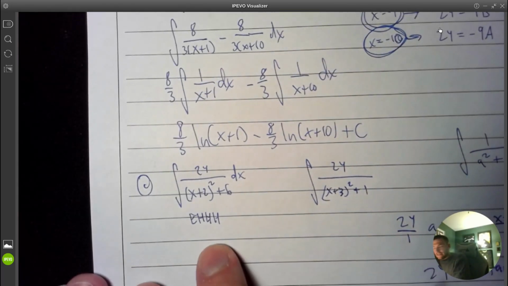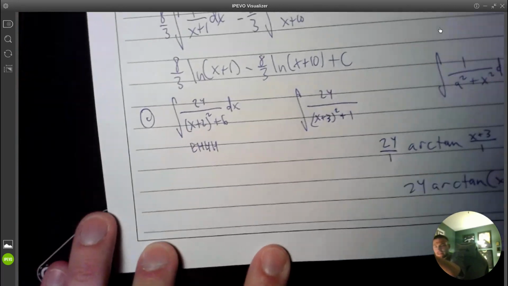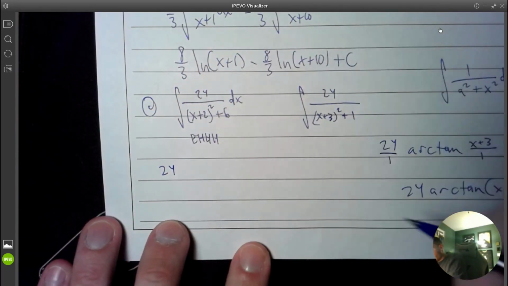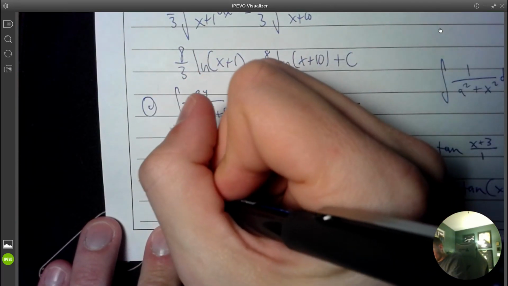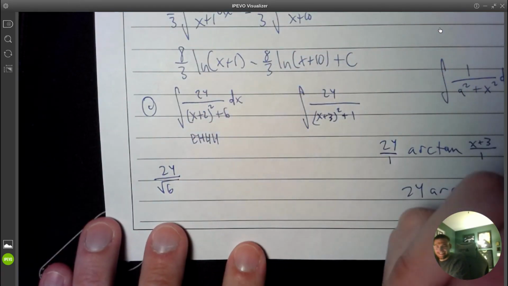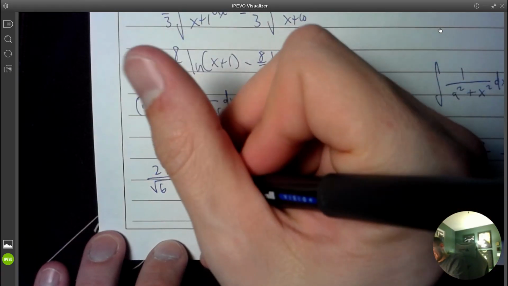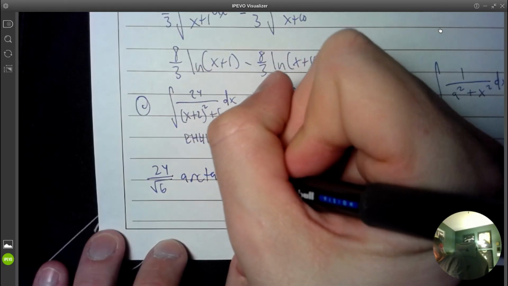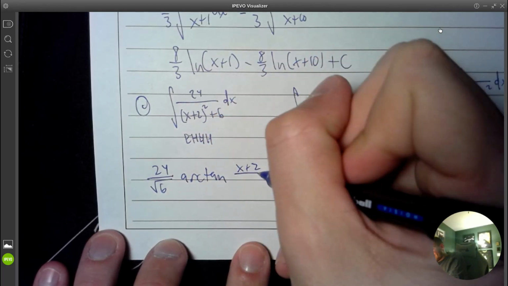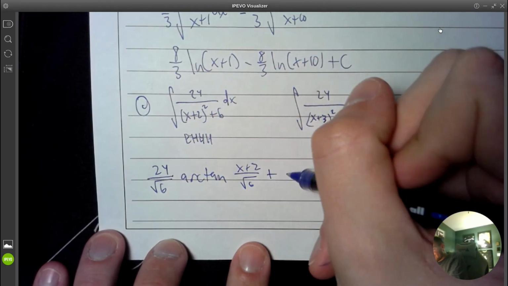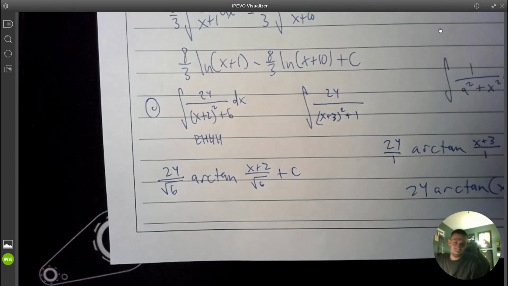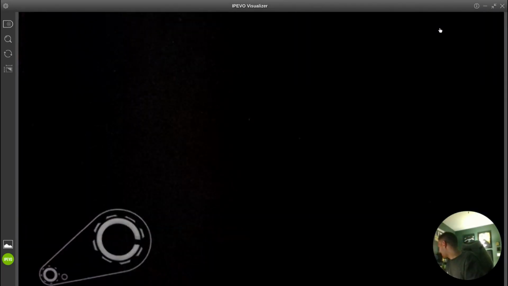If we did like this question here, which is not as nice, 24 over square root 6. Ew. Arctangent of x plus 2 over square root 6 plus C. Disgusting. But you know, maybe it's actually easier because we didn't have to think as hard.